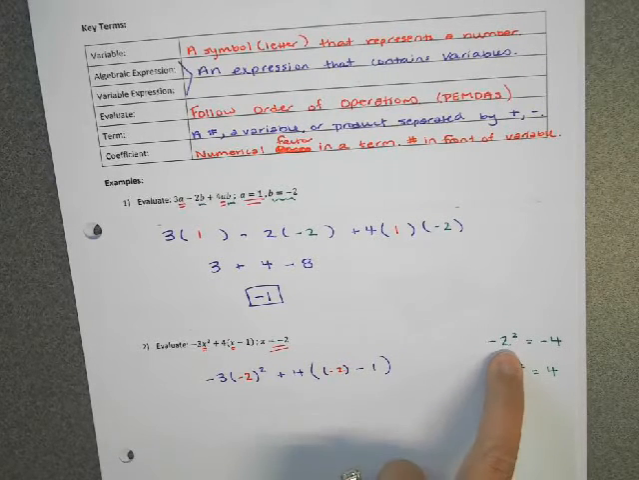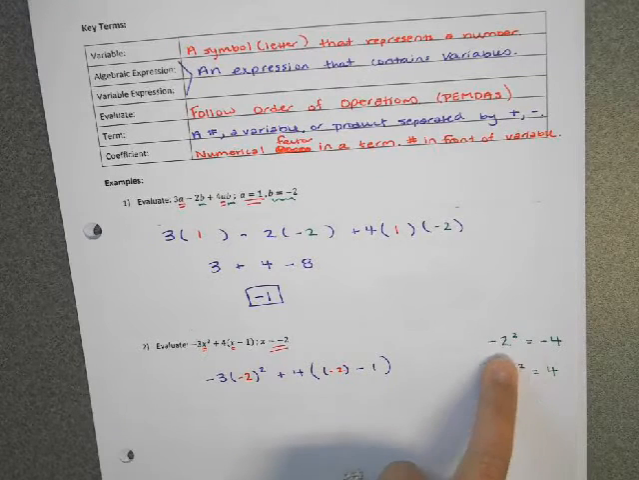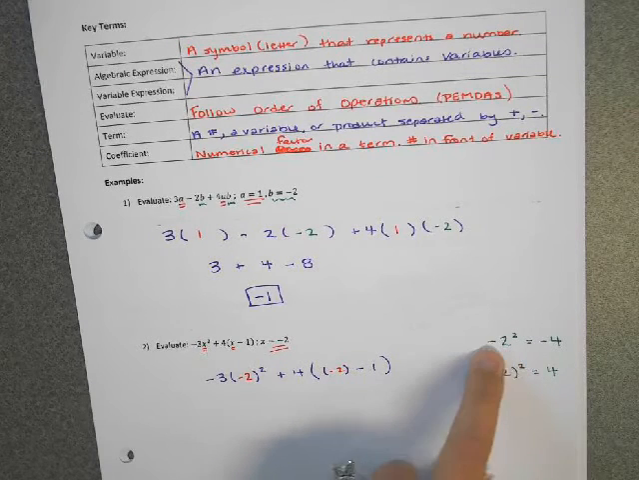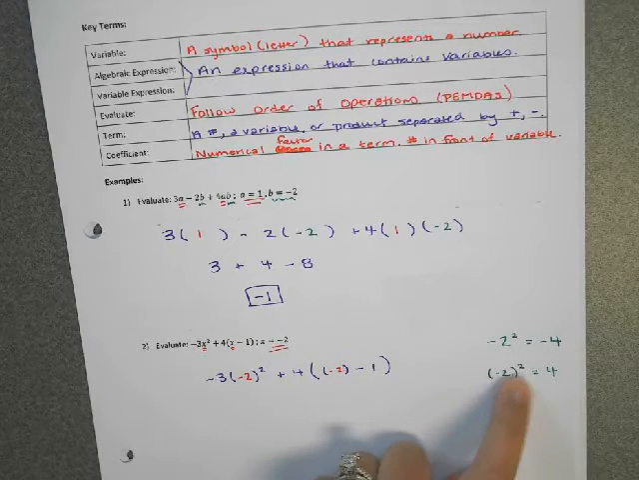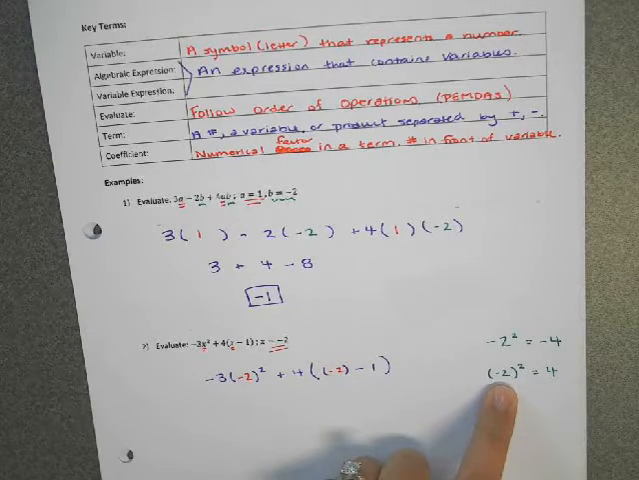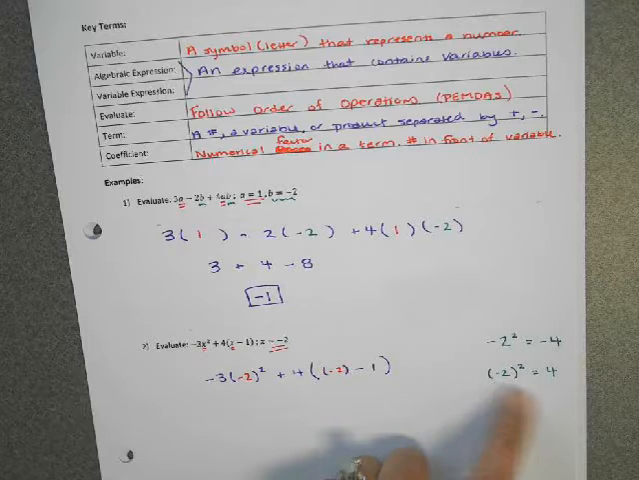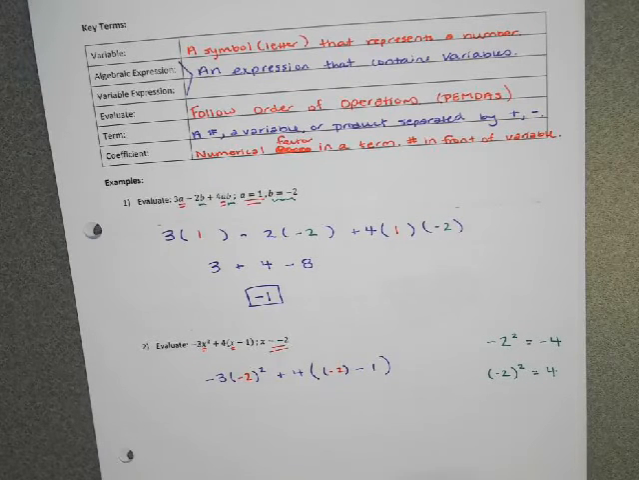Because the way that PEMDAS says that you have to evaluate this, it says you have to do the exponent first. So 2 squared is 4, and then apply that negative. Because that's what the order of operations says to do. But here, if you're applying the square to -2, now you're doing -2 times -2, which is a +4. So there is a difference there, and you got to make sure that you are using parentheses.